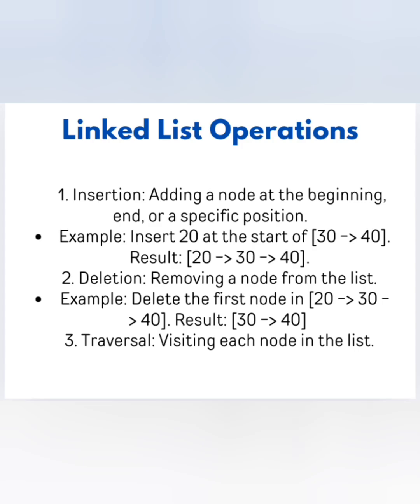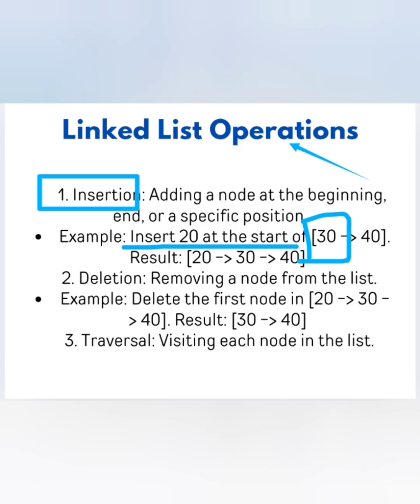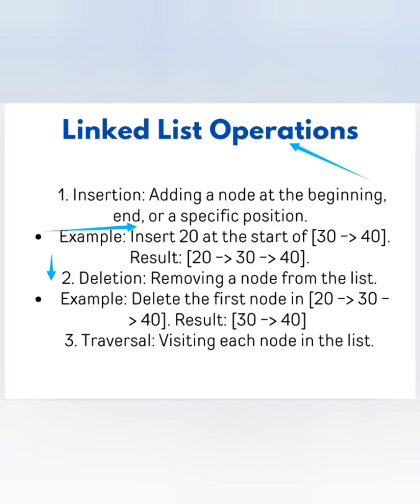Next, the linked list data structure. For this linked list data structure, which operations can we use? First is insertion, for adding a node at the beginning, at the end, or at a specific position. For example, insert 20 at the start. 30 and 40 are the elements already stored in nodes, and we want to insert a 20 element. For that we create a node and add the 20 value in it.